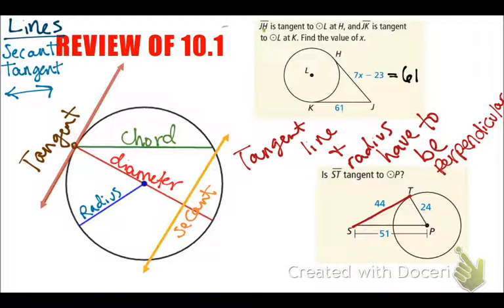So ST would have to be perpendicular to the radius. What is the radius in this picture? 24, which is PT. So they'd have to make a right angle together. So how can I prove that there's a right angle here? Pythagorean theorem. Take out your calculators because you're about to do it. Which of these is the hypotenuse? It's 51, so that'd be C. So plug it in your calculator.